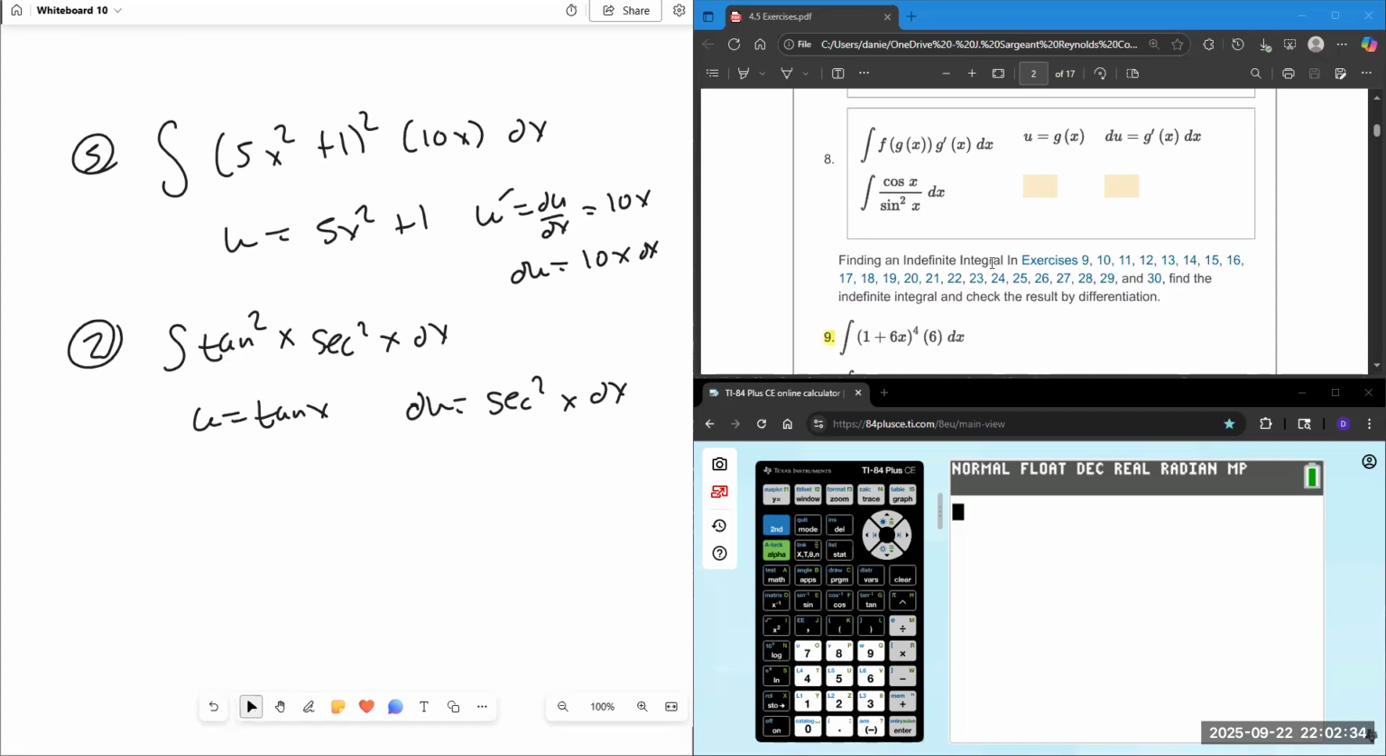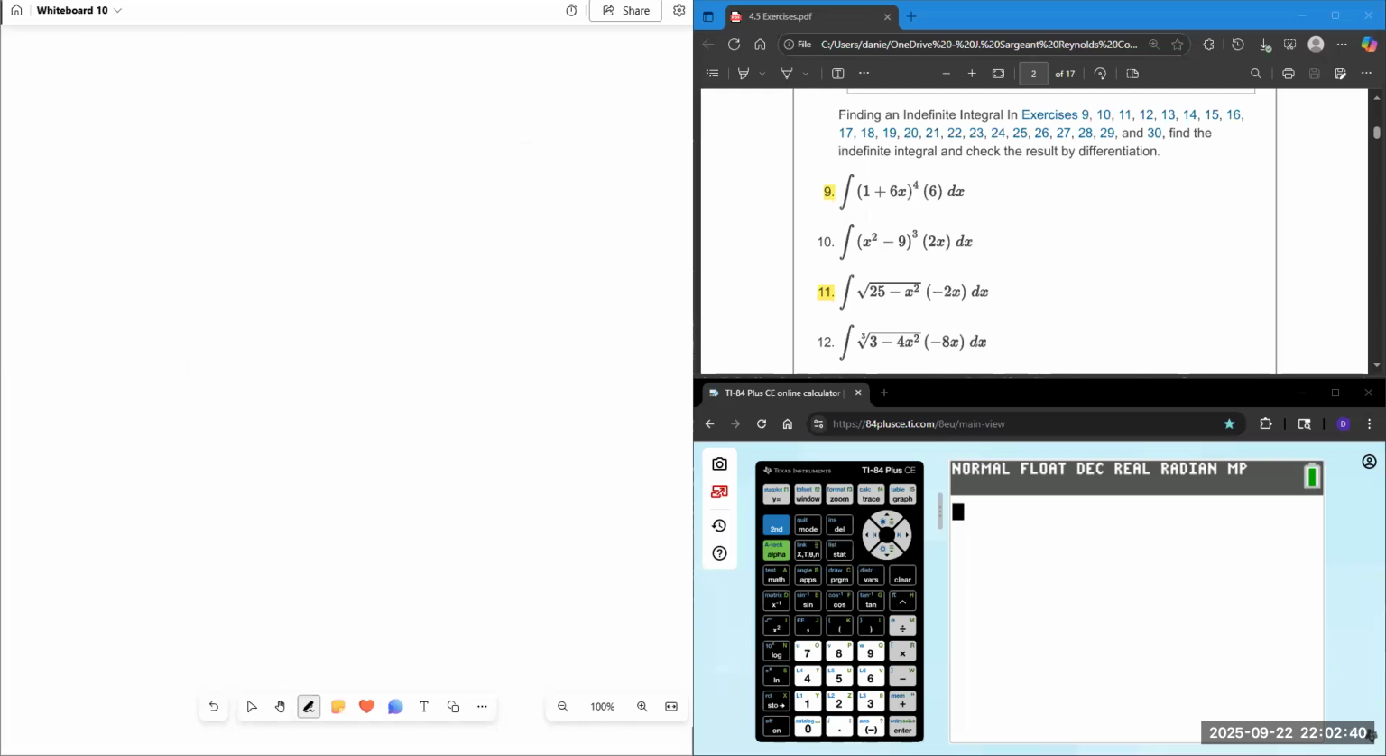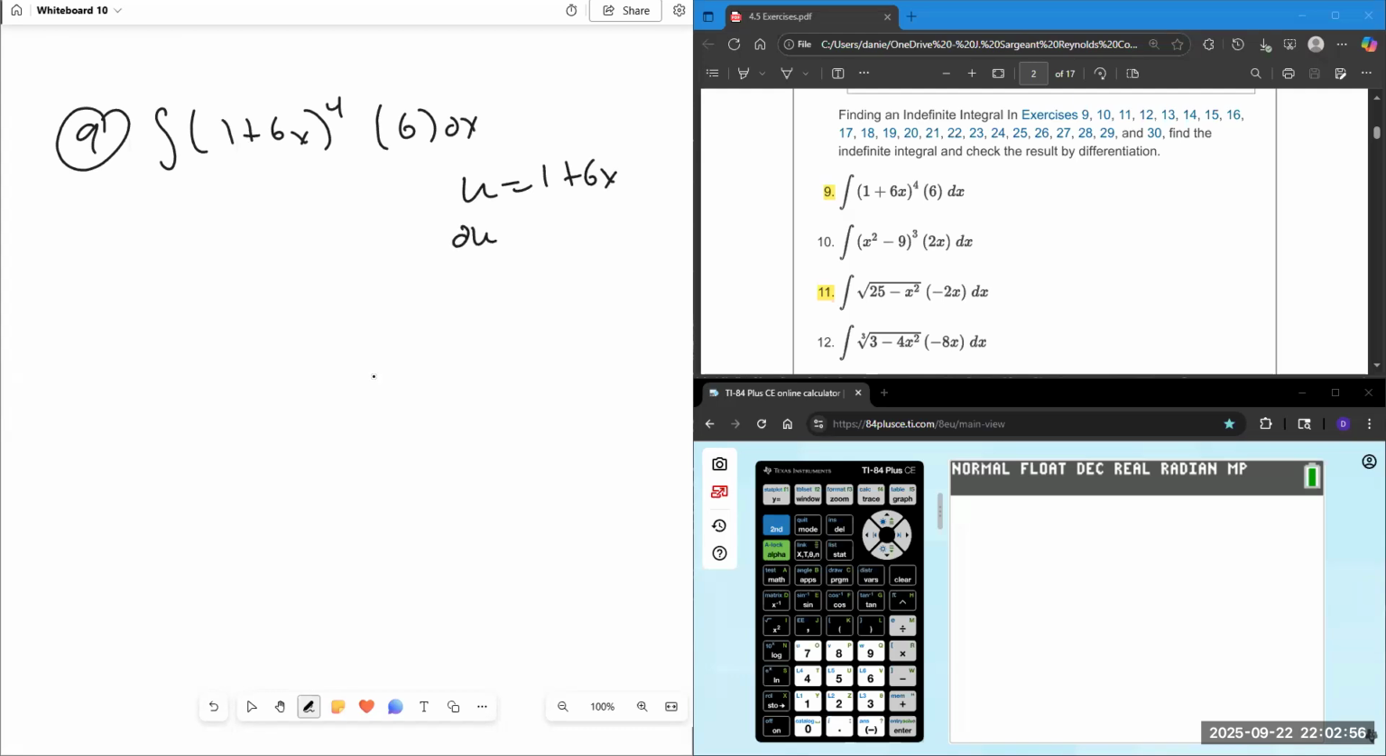Let's look at number 9. 9 now says it actually wants me to integrate (1 plus 6x) raised to the 4th times 6 dx. So u is 1 plus 6x, du is 6 dx. So this is u to the 4th du, turns into u to the 5th over 5 plus c. That's 1/5 something to the 5th plus c, and the something was 1 plus 6x.